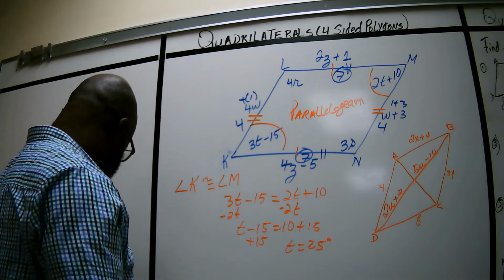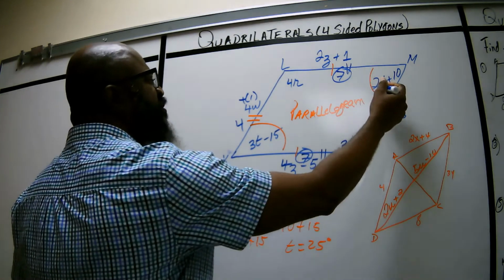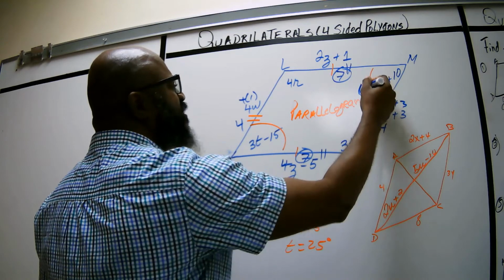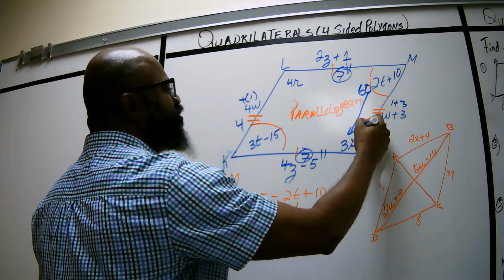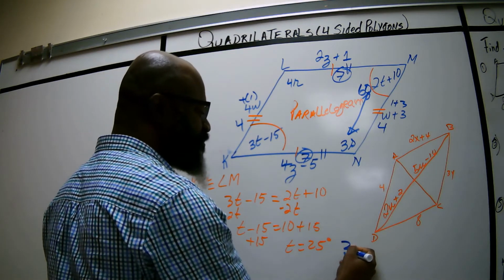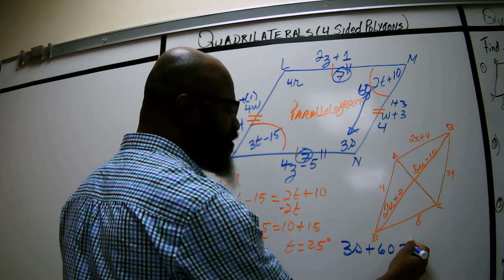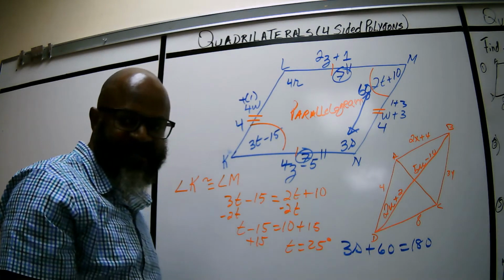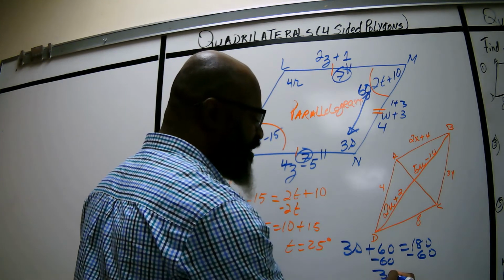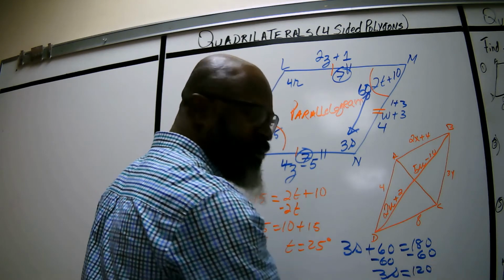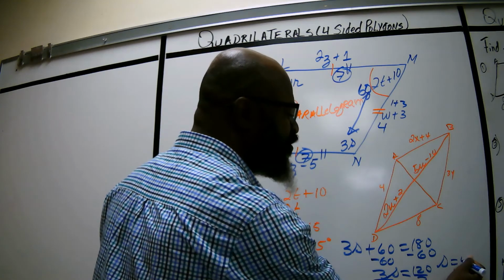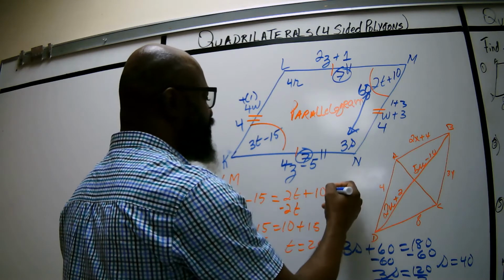Now once you find T, you can replace it here. That will be 2 times 25 is 50. 50 plus 10 is 60. This angle is 60 degrees. Now I can find S because those two angles are supplementary. So I will have 3S plus 60 is equal to 180. That will give me S. So I will have to subtract 60 from each side. Then I will have 3S is equal to 120. I divide by 3. In this case, S is equal to 40 degrees.